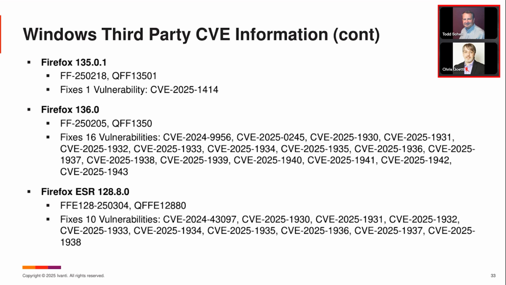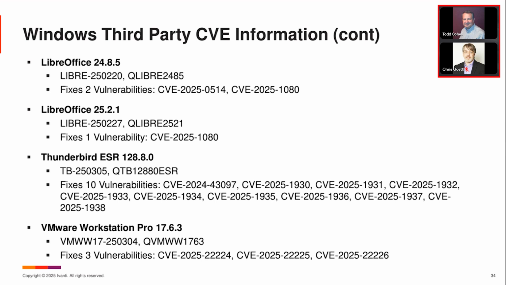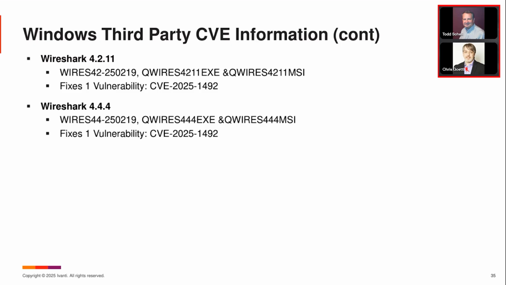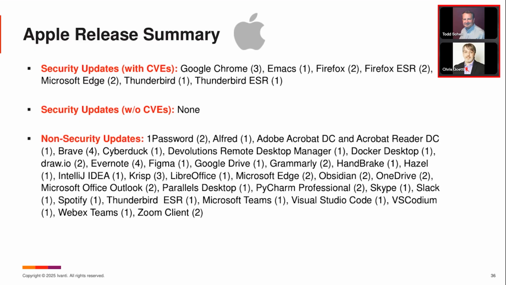Don't forget the long-term service version they call extended support versions, ESRs, also are getting regular security updates as well. So if you're having to run one of these older versions of Firefox, make sure you're continuing to update them as well. LibreOffice had a number of updates this month. Thunderbird, the email program also from Mozilla, gets regular updates as well. We saw an update from VMware Workstation addressing 3 vulnerabilities as shown there. And finally, for those of you who are in the debug mode and running Wireshark, both versions of Wireshark got some updates this month as well, addressing one CVE each, I should say.